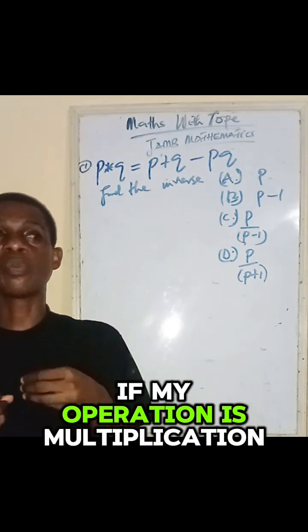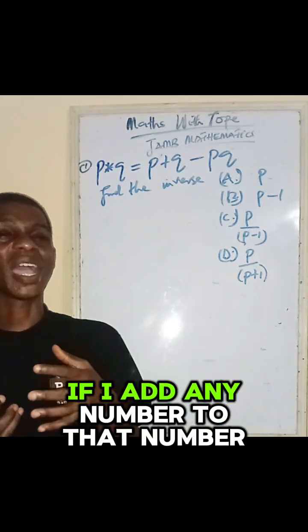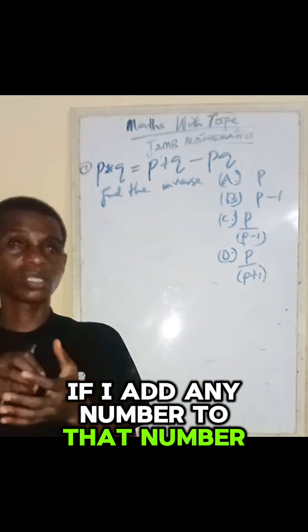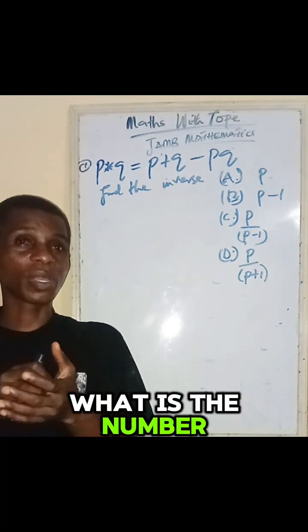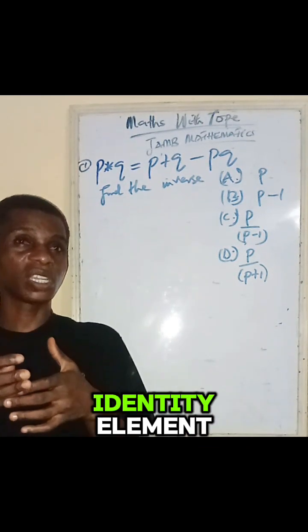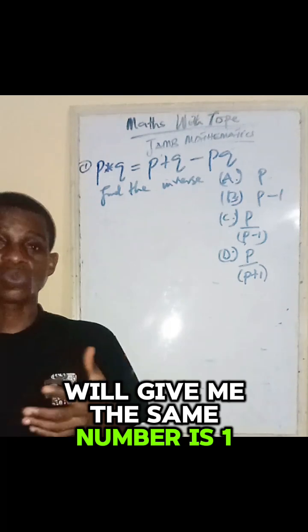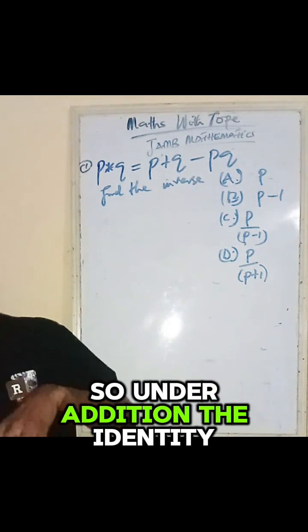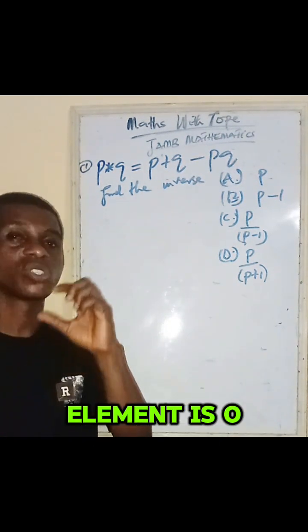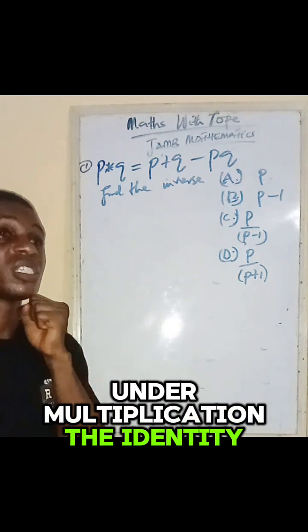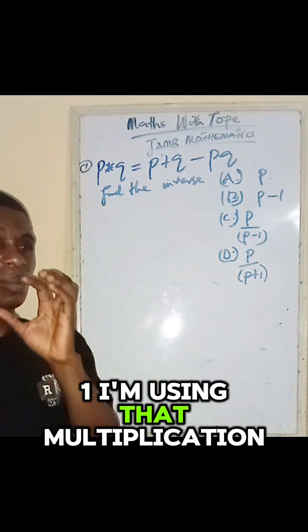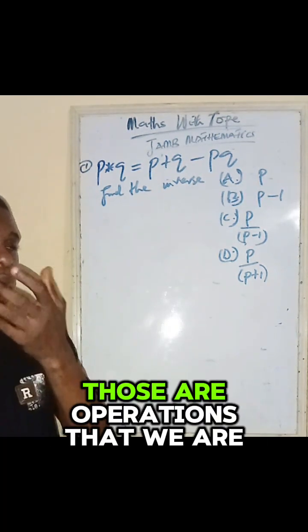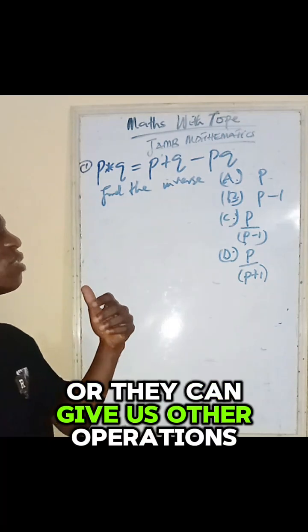If I had that number 2, if I add any number to 0, it will give me the same number. If my operation is multiplication, what is the number that, if I multiply with the identity element, will give me the same number? It's 1. So under addition, the identity element is 0. Under multiplication, the identity element is 1. I'm using multiplication and addition as examples. Those are operations that we are familiar with, but they can give us other operations.